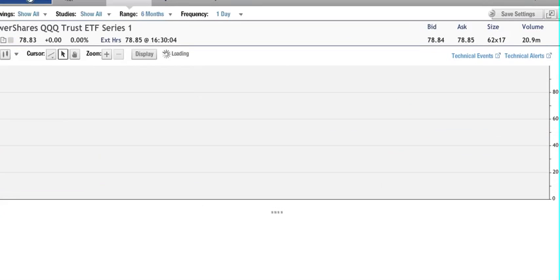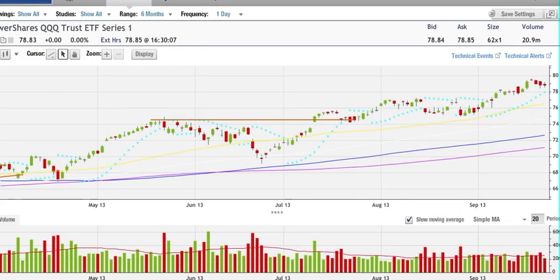Qs. Here we have the daily chart for the Qs, as you can see here. Interesting move here on the Qs. Again, you can see it here. Not much volume today. Very healthy chart on the long run, but short term we're neutral.